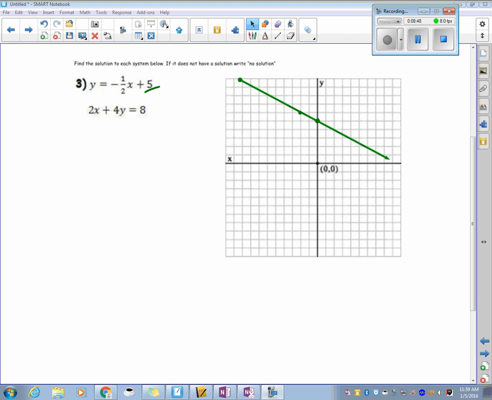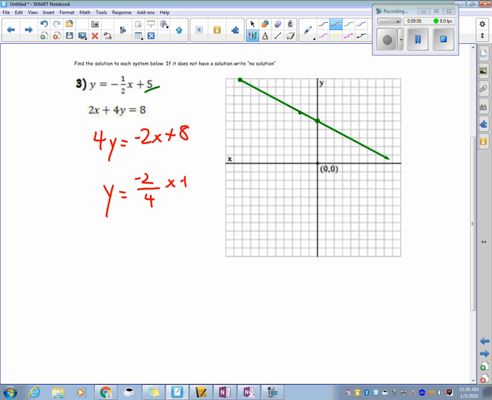So there's our graph. y equals negative 1/2 x plus 5. Now let's graph the second one. And in order to graph the second one, we need to solve for y. So 4y equals negative 2x plus 8. Divide both sides by 4, so y equals negative 2 over 4 x plus 8 over 4. Yes, you have to divide both terms by 4, but just like I did in our example at the very beginning of class, I'm going to reduce this one to make it easier to count on my graph. So always simplify, and that makes it easier to graph.